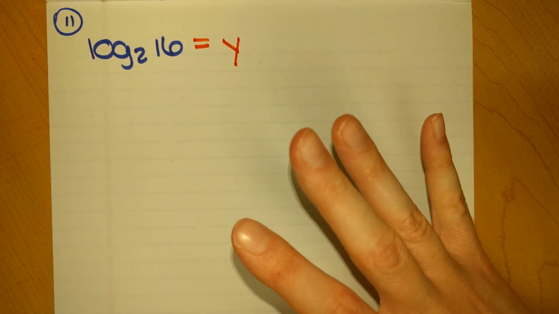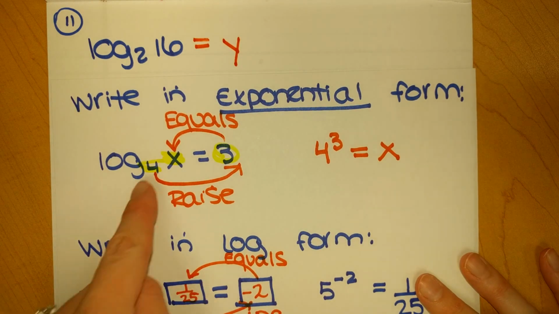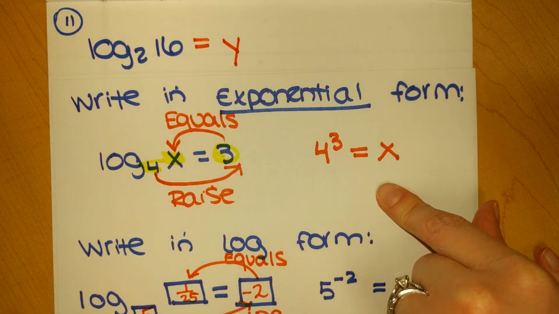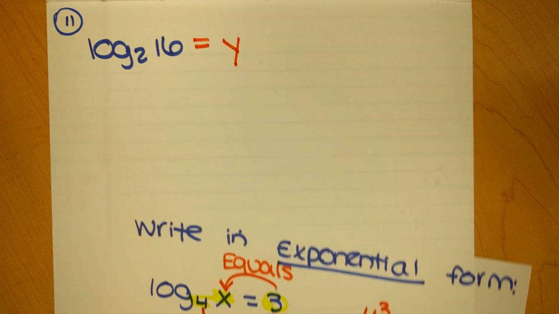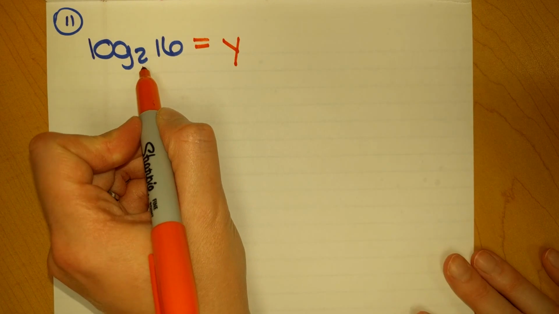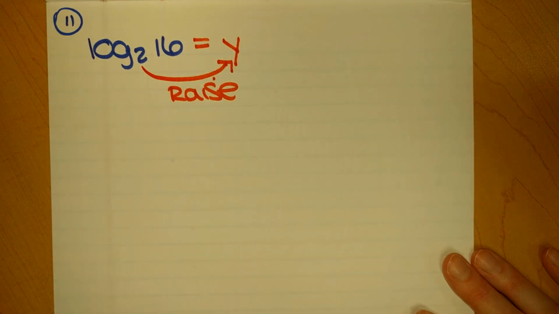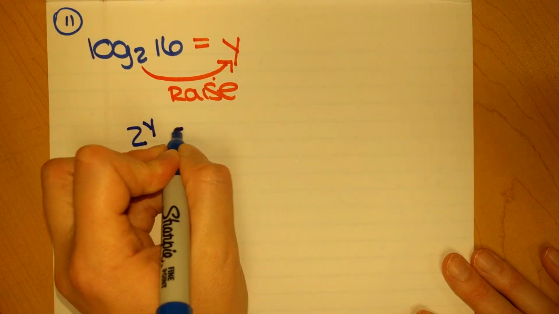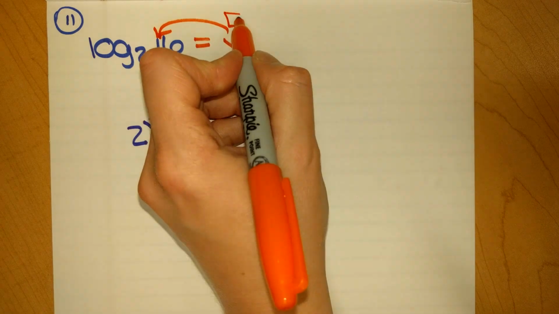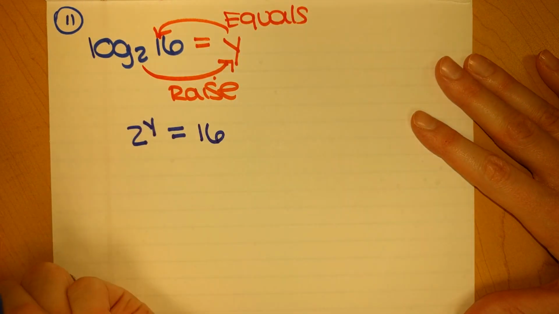Now, the thing with logarithms is nobody really knows how to deal with them unless you rewrite it in exponential form. So if you look at the last video, what we did is this little raise equal to, that got us into exponential form. That's the same thing we're going to do here: once we get our log equal to y, we're going to do the raise equal to. So we'll have 2 raised to the y power equals this middle number of 16. So we have 2 to the y is equal to 16.